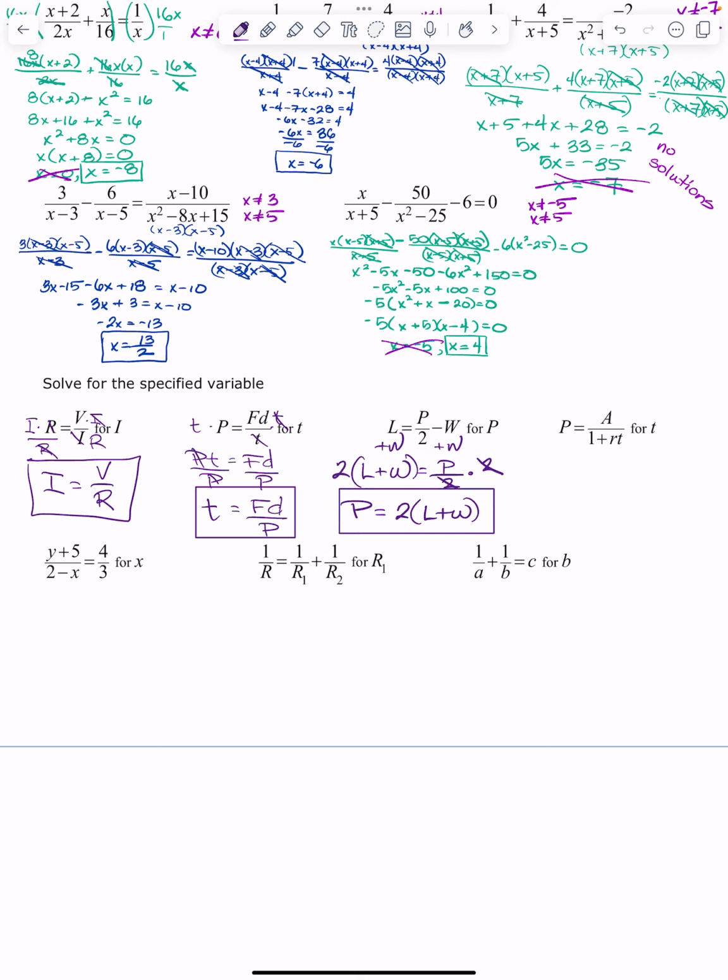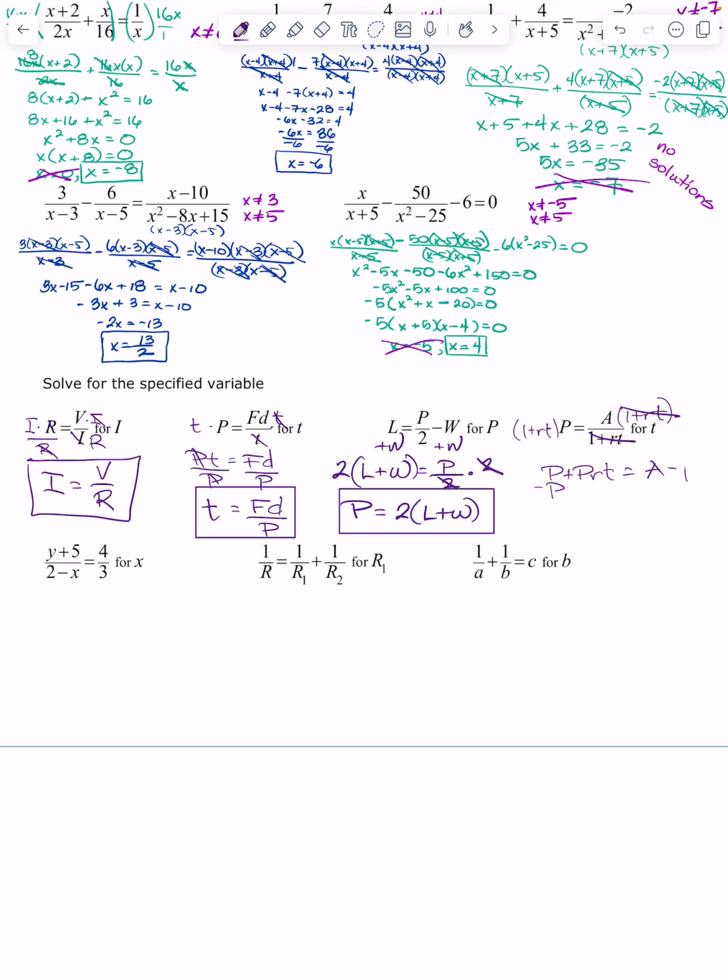Okay. So this one's a little more involved. P equals A over (1 plus RT). We want to solve for T. So we are going to start by multiplying both sides by (1 plus RT). I want to solve for T, I got to get it out of the denominator. And I'm going to go ahead and multiply through, because I have to isolate T, which means I need to get it out of the inside of those parentheses.